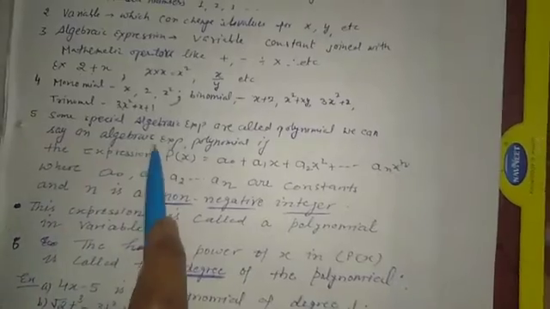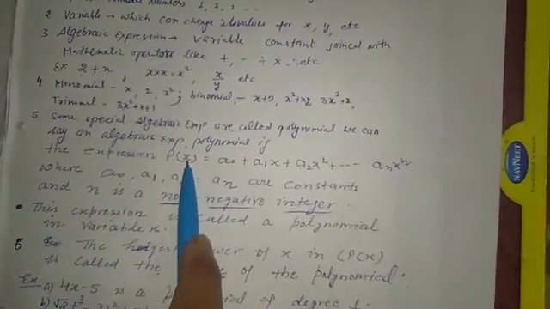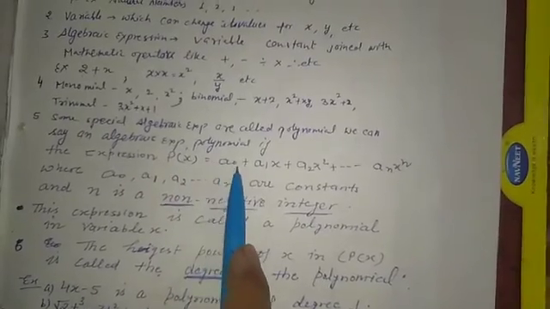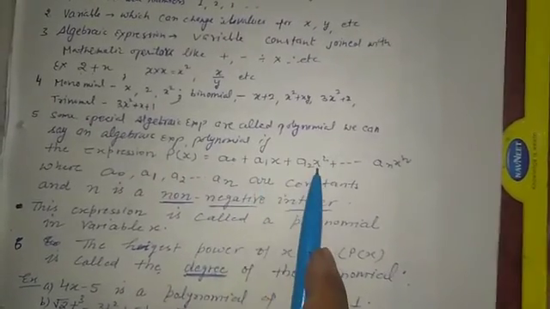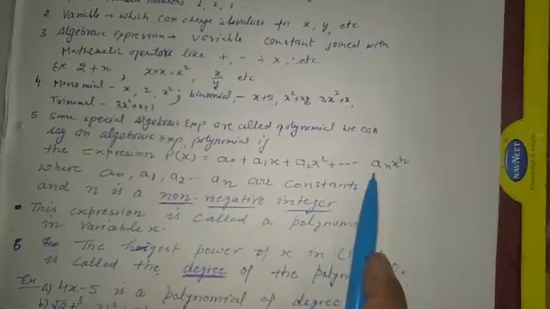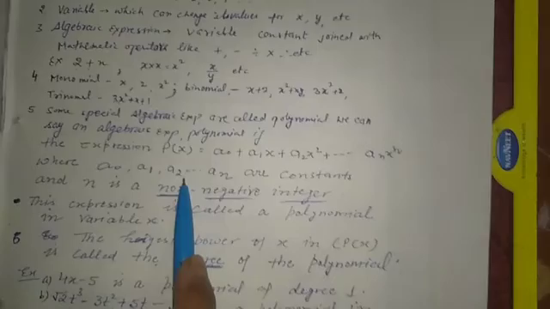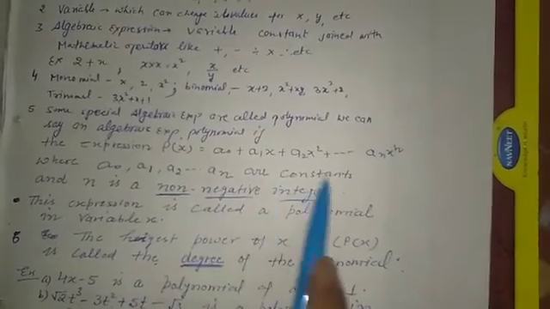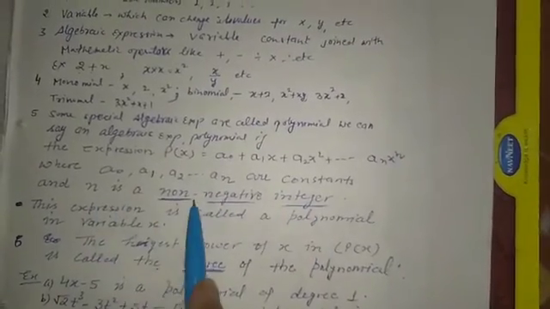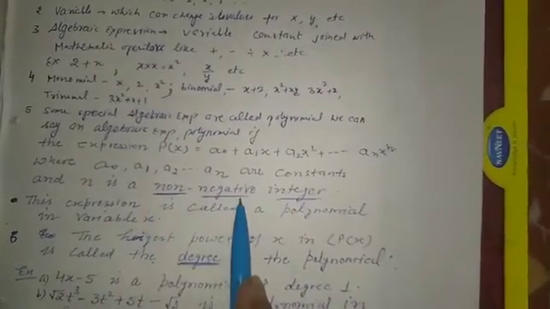Now some special algebraic expressions are called polynomials. We can say an algebraic expression is a polynomial if we can express it as p(x) equals a0 plus a1x plus a2x square and so on, up to an x to the power n, where a0, a1, a2, an are constants, and n is a non-negative integer. This is important, this n is a non-negative integer. This expression is called a polynomial in variable x, right?